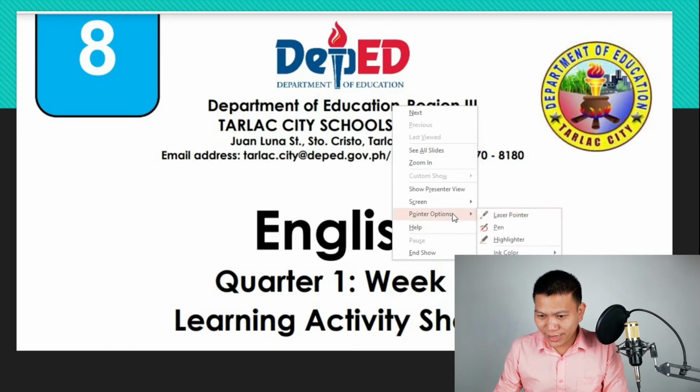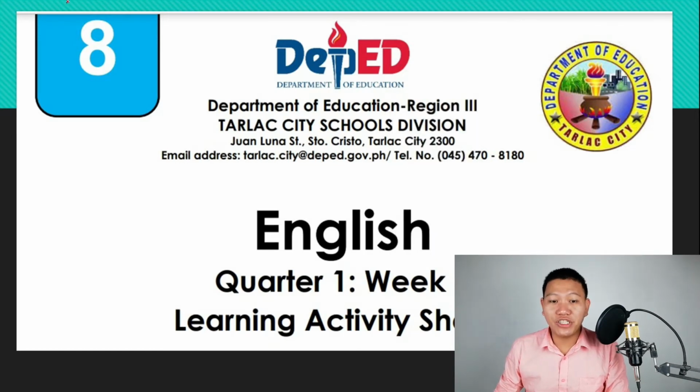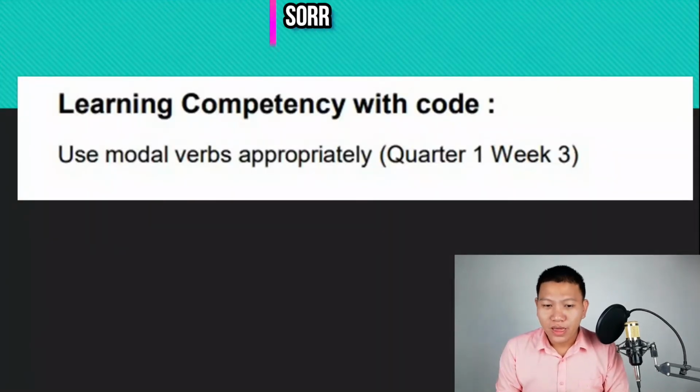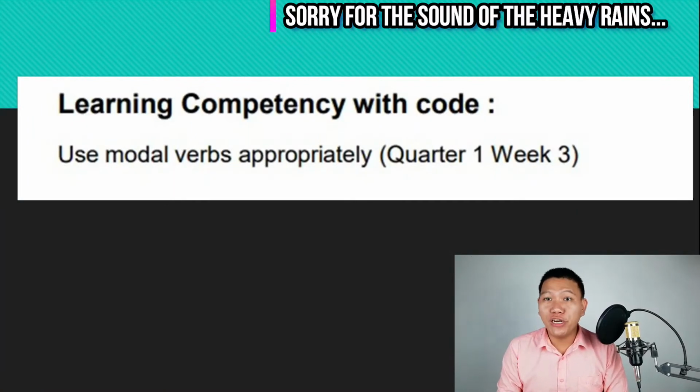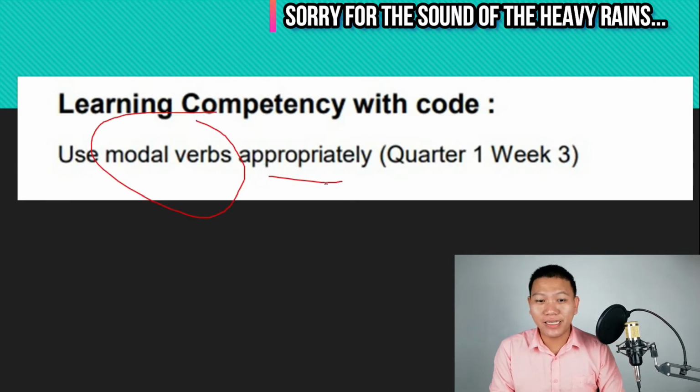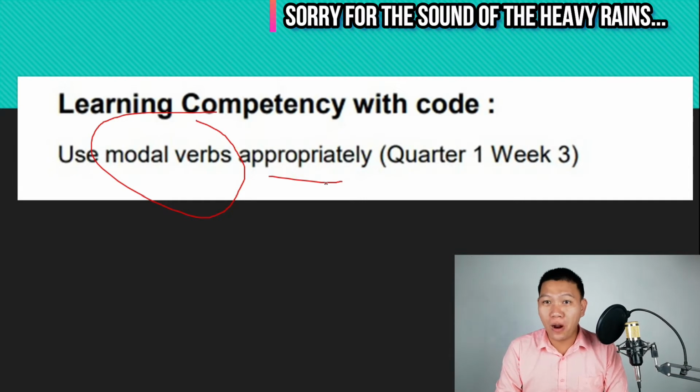Alright, let us begin our third topic for the first quarter. So this is English 8, quarter 1, week 3. Still, we are using the learning activity sheets. For this week, our learning competency is to use modal verbs appropriately. I repeat, to use modal verbs appropriately.